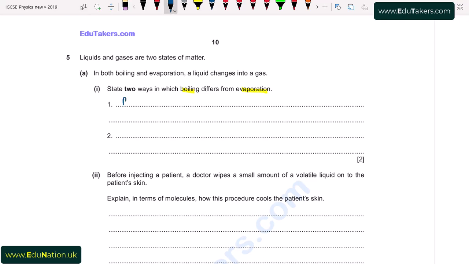So I write here boiling is a constant temperature process, while the evaporation causes the liquid to cool. It means that it decreases the temperature of liquid.